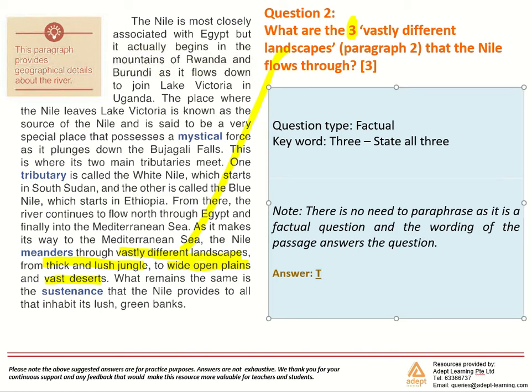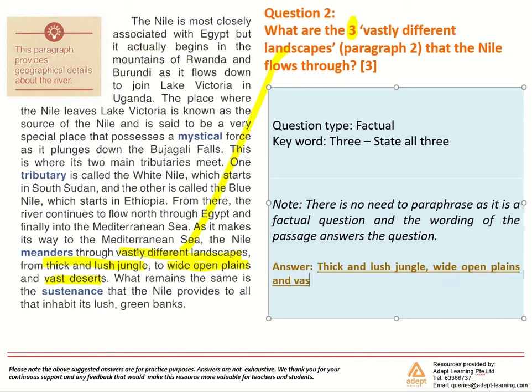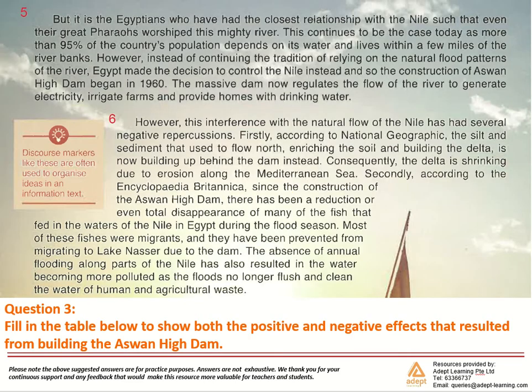They are thick and lush jungle, single. Remember, make sure that you copy it accurately. Okay, wide open plains and vast deserts. Okay, that's it. You don't have to paraphrase the answer, because this is a factual question. Next.